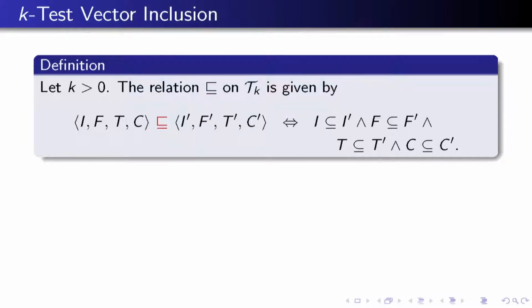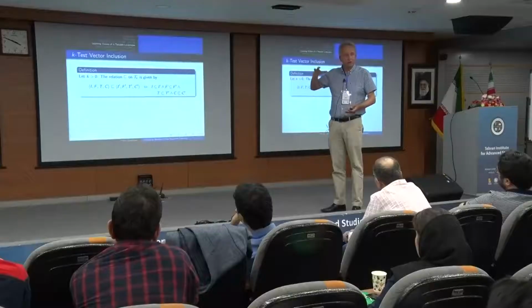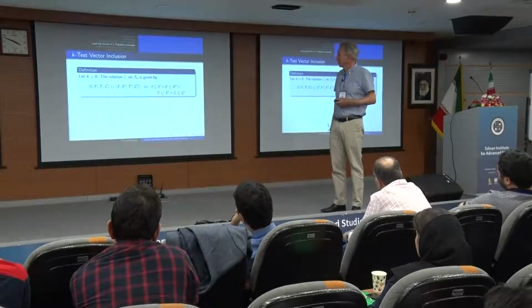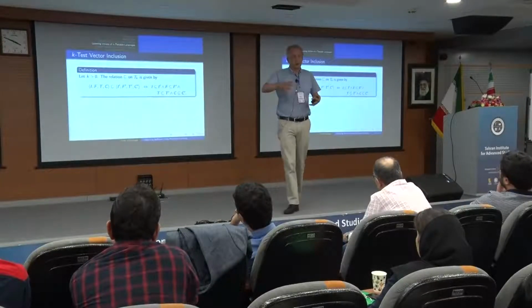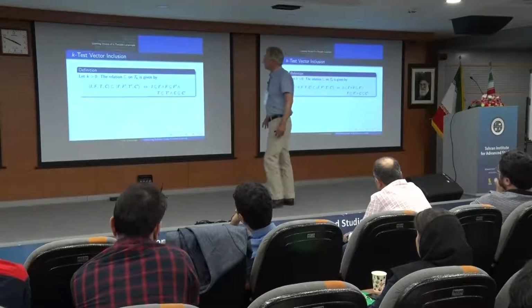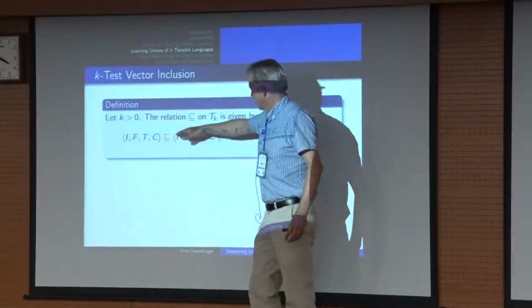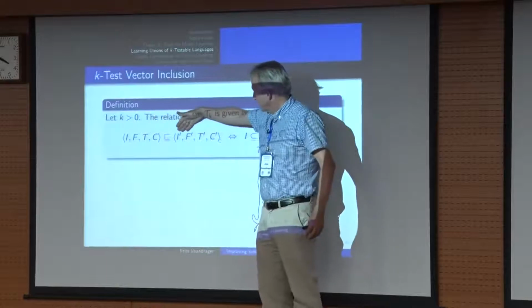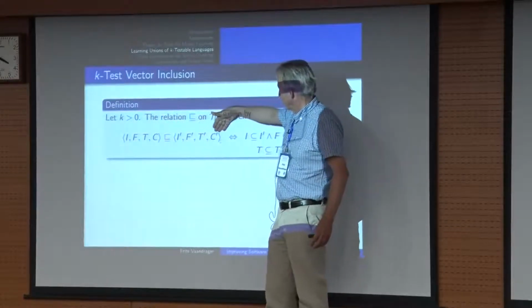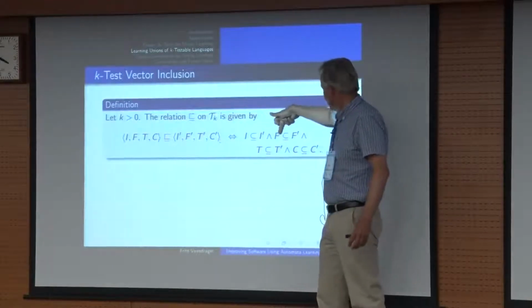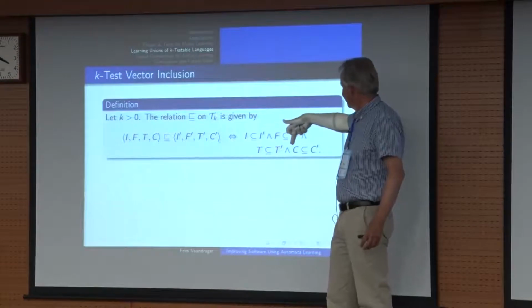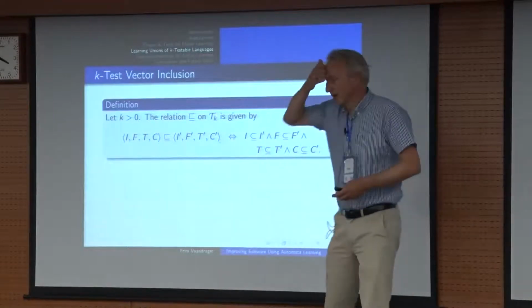Okay, so on languages we have an ordering relation. One language can be bigger than another language. It has a larger set. Similarly, on test vectors, we can also define an ordering relation. One test vector can be bigger than another one. So one test vector I, F, T, C is less than I prime, F prime, T prime, C prime if I is contained in I prime, F is contained in F prime, T is contained in T prime, and C is contained in C prime. Component-wise, I have inclusion.